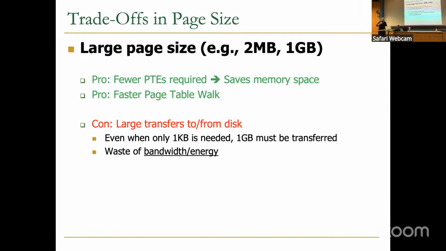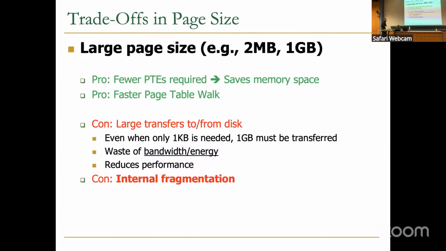This way, we would waste bandwidth and energy. And this way, we would reduce performance if we need to move such large page sizes. Another disadvantage is the internal fragmentation. So can someone tell me what would happen if the system always allocates 1 GB data for me, even though I use only 1% of it? Like, what would happen in your laptop right now if this would happen?